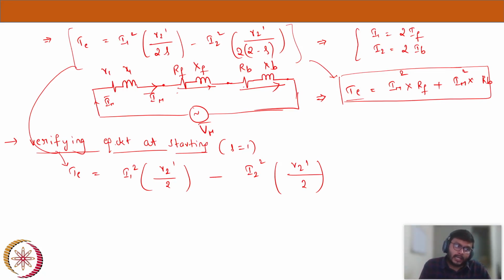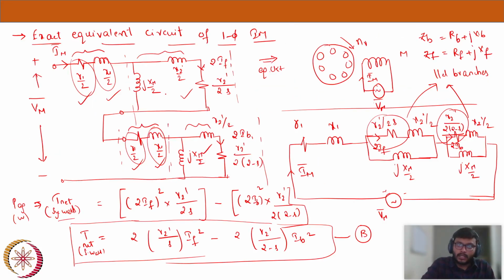If you see, at the starting, R2 dash by 2 and R2 dash by 2 are there, and here I1 square and I2 square are there. I1 is equal to IF and I2 is equal to IB. Now, these two resistances are the same, R2 dash by 2 and R2 dash by 2. Also, R2 dash by 2 and X2 dash by 2, and R2 dash by 2 and X2 dash by 2, these two are exactly similar, and also it is jXM by 2 and jXM by 2. So these two are similar parallel branches.